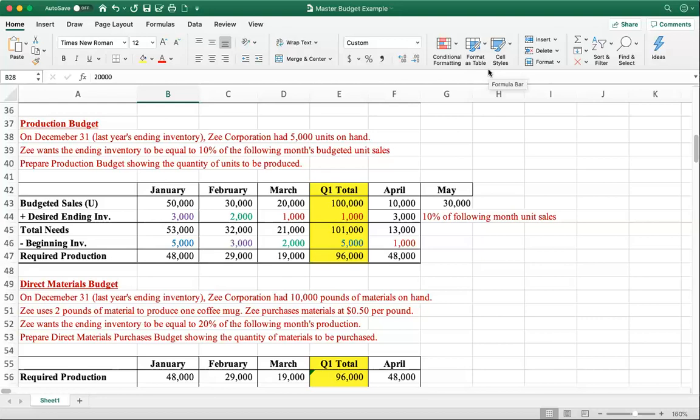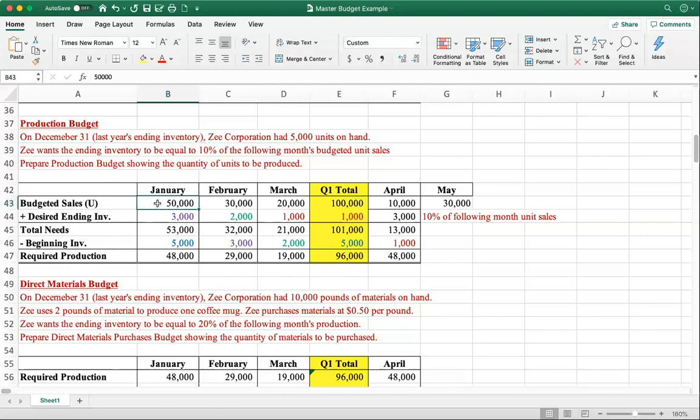So let's start with this. If you see the production budget here, you will see the formula here is budgeted sales in units. That's driven from your sales budget, right? Plus the desired ending inventory, how many units you want to keep in the ending inventory, will give you total units or total needs. Okay, and minus beginning inventory, what you have already in the inventory, so you don't have to produce them. This will give you how many units you have to produce, or required production.